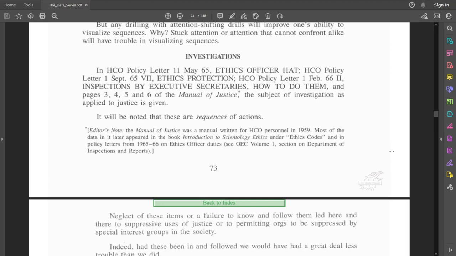Editor's note: the Manual of Justice was a manual written for HCO personnel in 1959. Most of the data in it later appeared in the book Introduction to Scientology Ethics under Ethics Codes and in policy letters from 65 to 66 on ethics officer duties. See OEC Volume 1, section on the Department of Inspections and Reports.